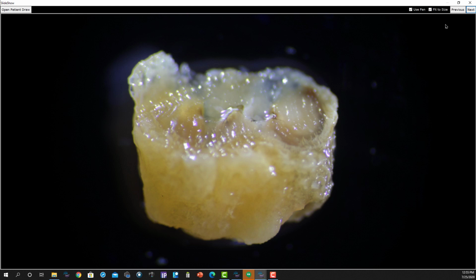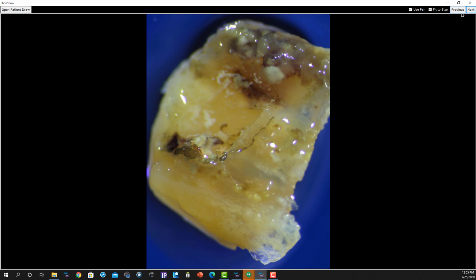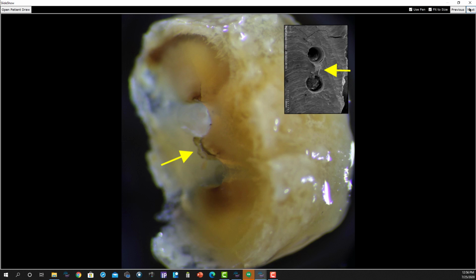So this is what the resected root looked like when I got it. It was submitted in formalin. We washed it off in PBS, took some pictures while it was still wet in PBS, then used increasing concentrations of alcohol and dehydrated it. We did critical point dry it, mounted it on a specimen, and sputter coated it with 20 nanometers of gold palladium. And then we're going to look at the external root surface and also the canals here as well.